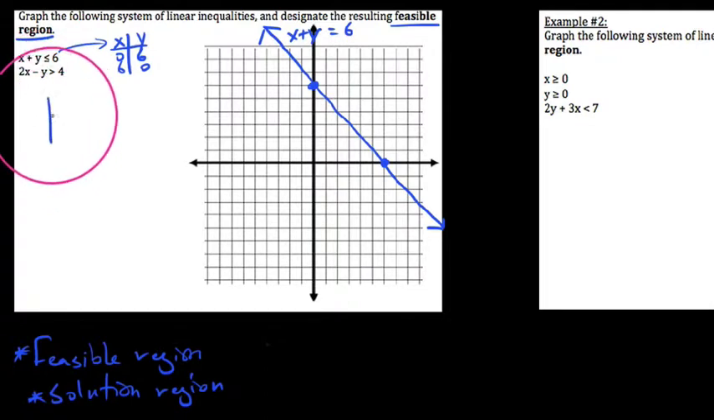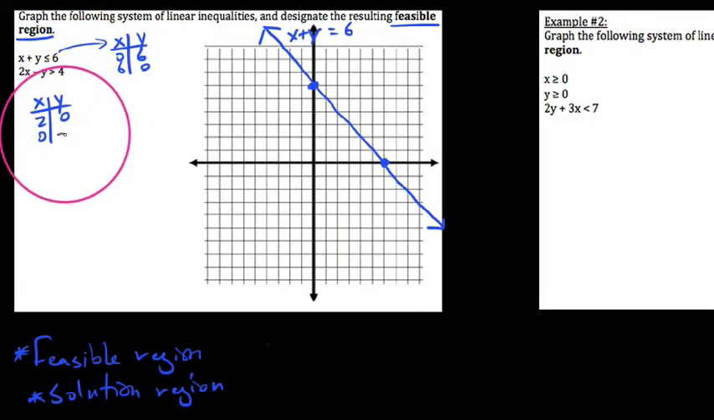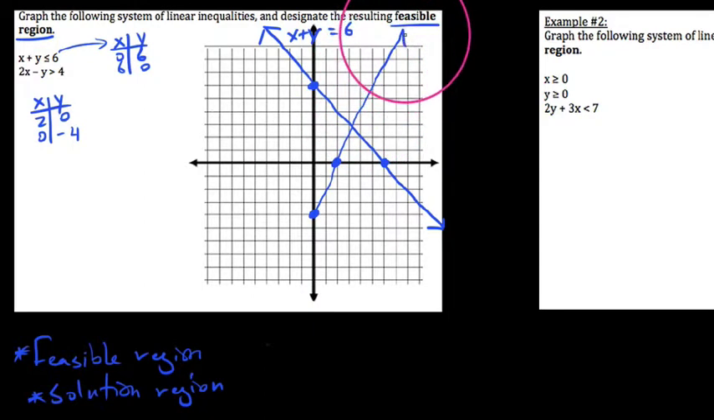So let's find the intercepts of this second graph down here. For the x-intercept, plug in 0 for y, and we get 2x equals 4, so x is 2. Plug in 0 for x, and we get negative y equals positive 4, so y equals negative 4. And so its intercepts are at negative 4 on the y-axis, right here, and also positive 2 on the x-axis. We're going to connect these dots right here. I'll try to do this as cleanly as I can. So this would be this constraint.